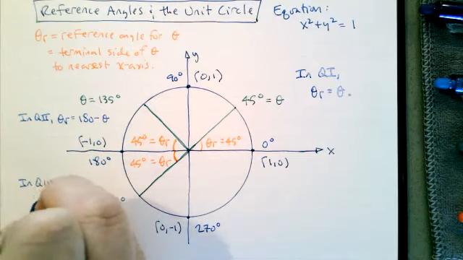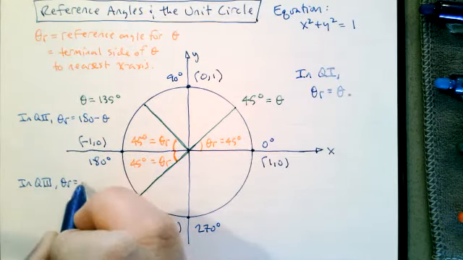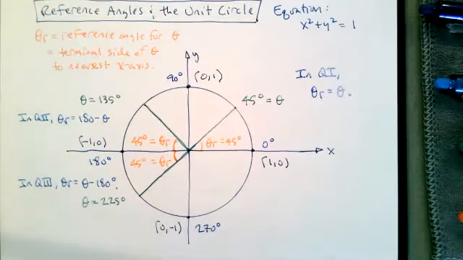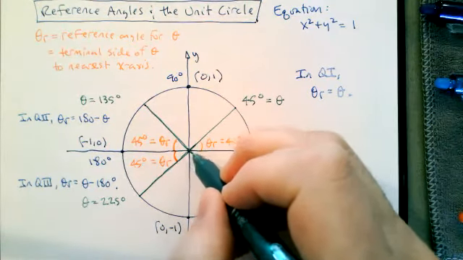In Q3, theta r is theta minus 180. Because in Q3, we're asking how far past the negative x-axis have we gone? In Q2, we're asking how far is it to get to the negative x-axis? And then finally in Q4, I'm going to draw another 45-degree reference angle in Q4. So it's going to go straight through.